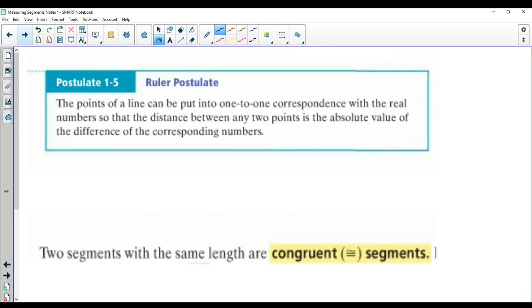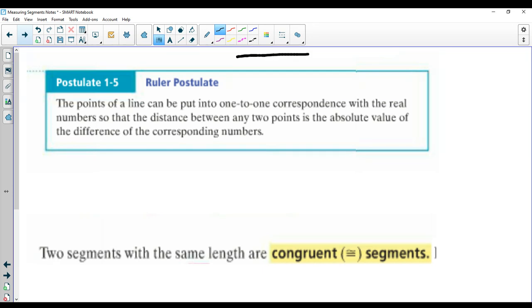Okay? So the first big thing for today is the ruler postulate. The points of a line can be put into one-to-one correspondence with the real numbers so that the distance between any two points is the absolute value of the difference of the corresponding numbers. That's a lot of stuff. Okay, so here's what it means in easy talk.